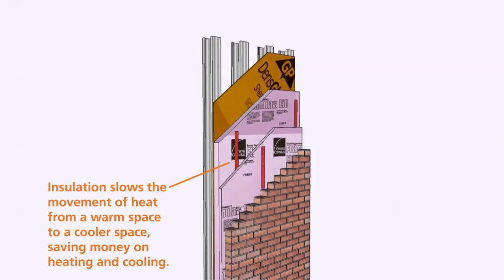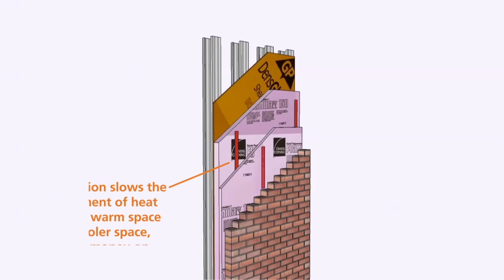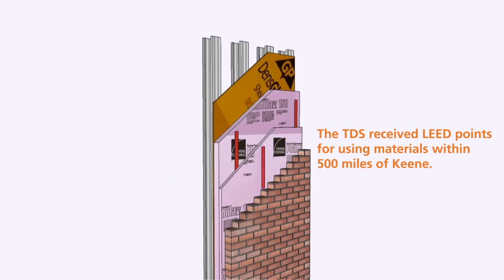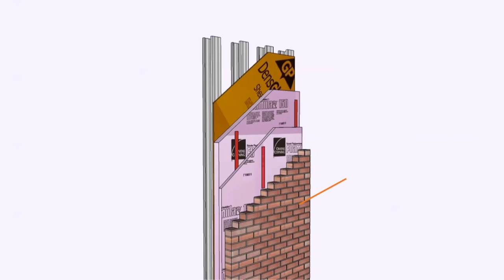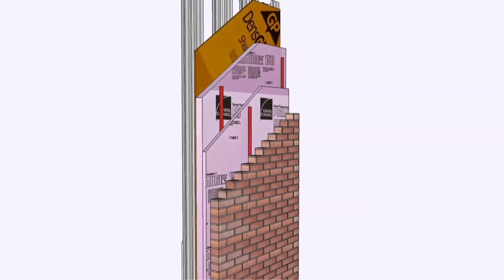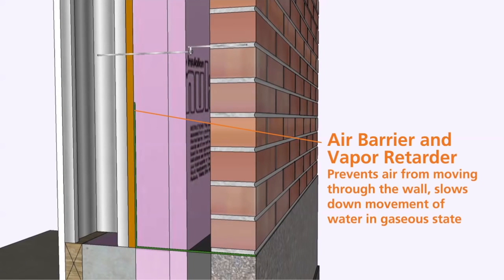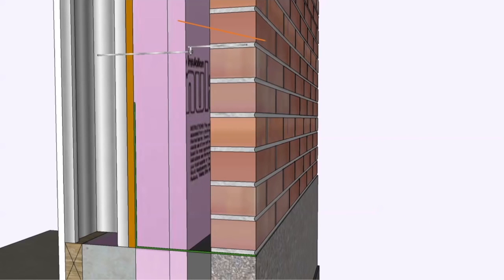Insulation slows the movement of heat from a warm space to a cooler space, saving money on heating and cooling. The building received a LEED point for using material within 500 miles of the site. The function of the air barrier and vapor retarder is to prevent air from moving through the wall and slow down the movement of water in a gaseous state.